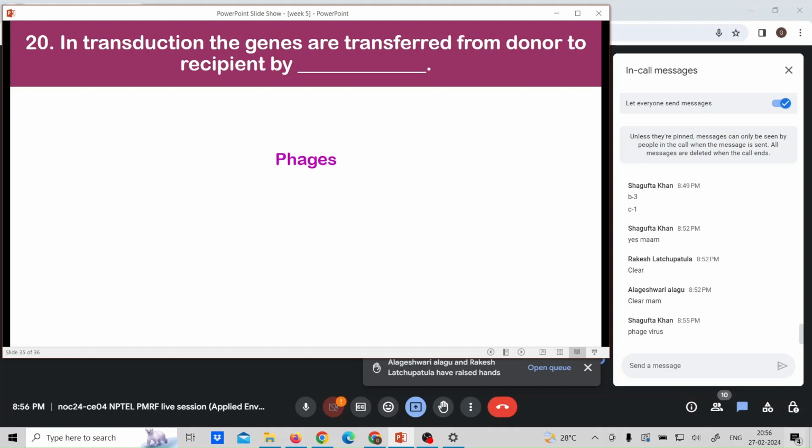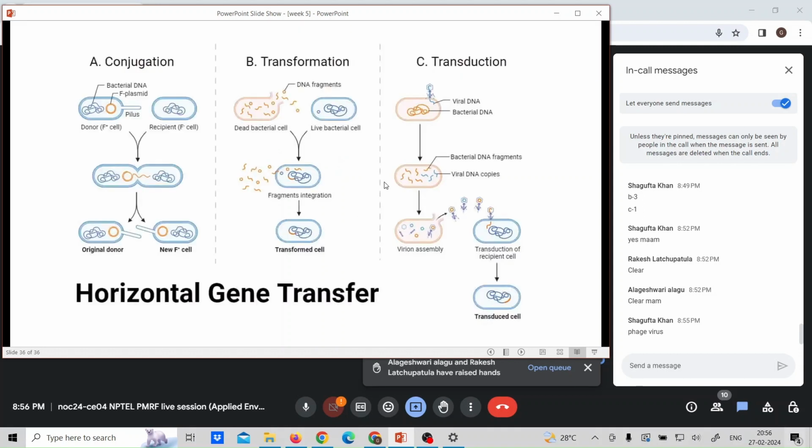Okay, that's right. Phages, bacteriophages, phage virus, however you call them, they facilitate this transduction process. So let's see what's the difference between conjugation, transformation, and transduction.